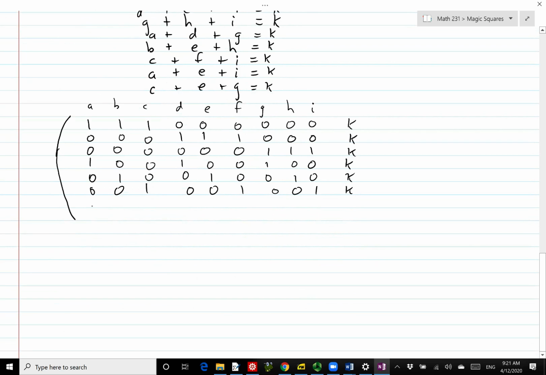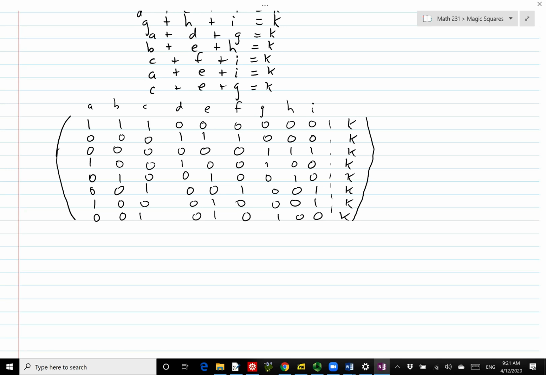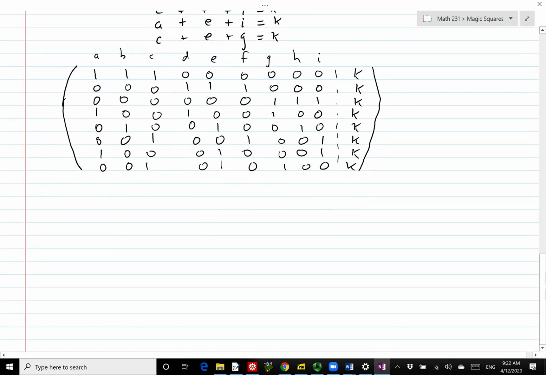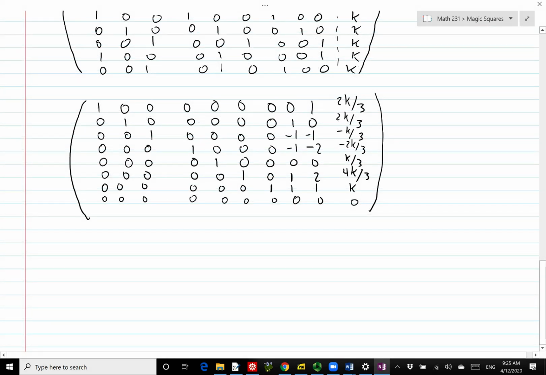Then now we have to do the diagonals. So we get this extended matrix, and we want to solve it. And we're going to keep k as a variable. So we're going to do row reduction, and we get the following matrix. From here, we can see the solutions.